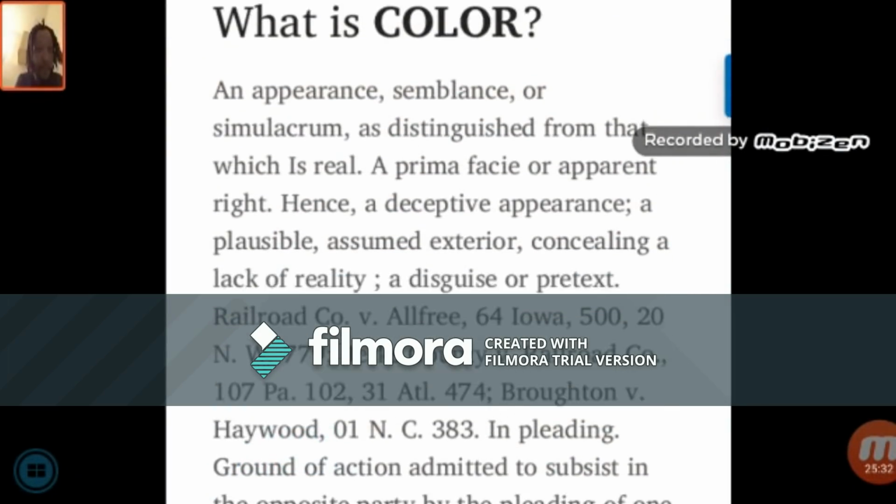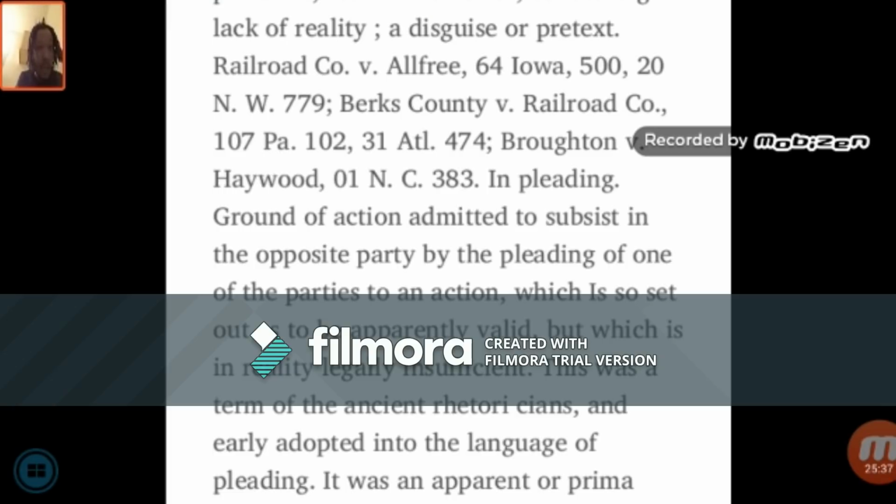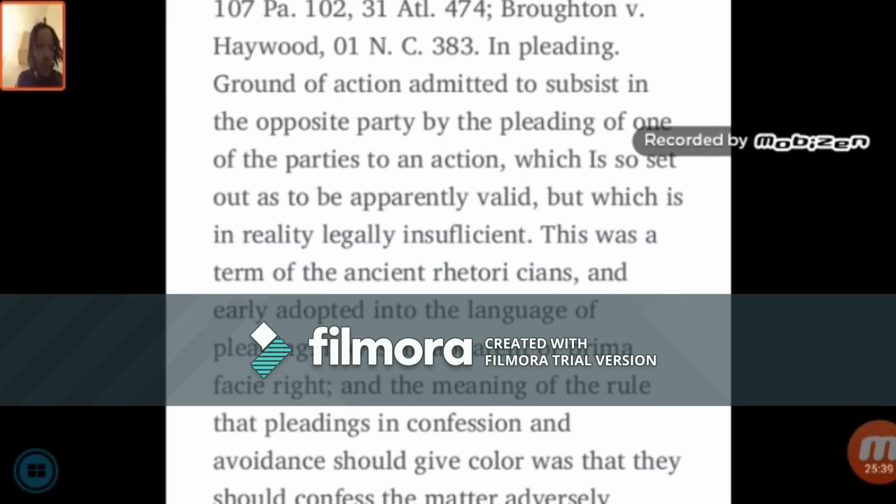You can go in a little bit further. Get past the court cases. In pleading, grounds of actions admitted to subsist in the opposite party by pleading of one of the parties to an action, which is set out to be apparently valid, but which is in reality legally insufficient. I don't know if y'all heard that. Legally insufficient? This is color we're talking about. Okay.